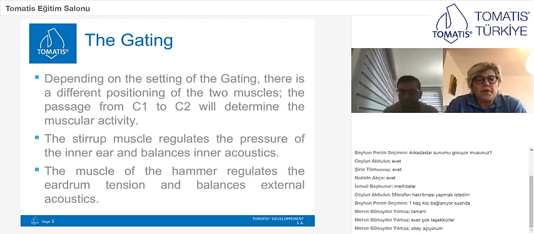So the stirrup muscle regulates the pressure of the inner ear and balances inner acoustics, and the muscle of the hammer regulates the eardrum tension and balances external acoustics.